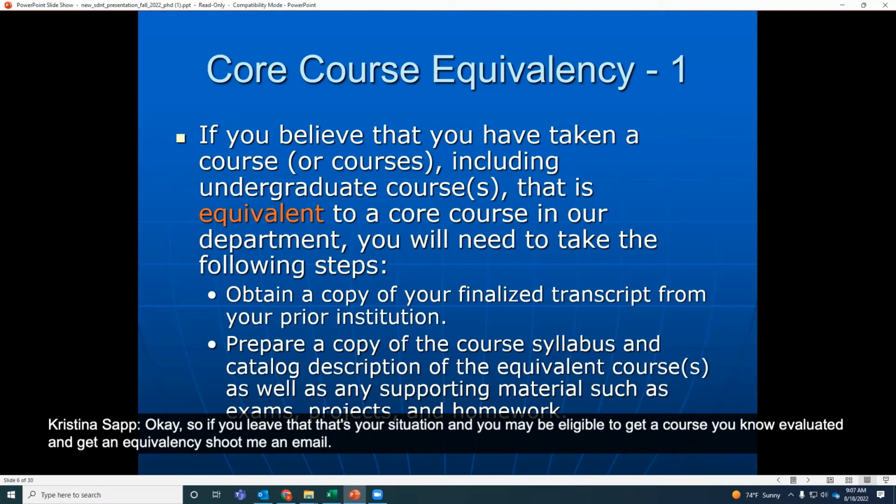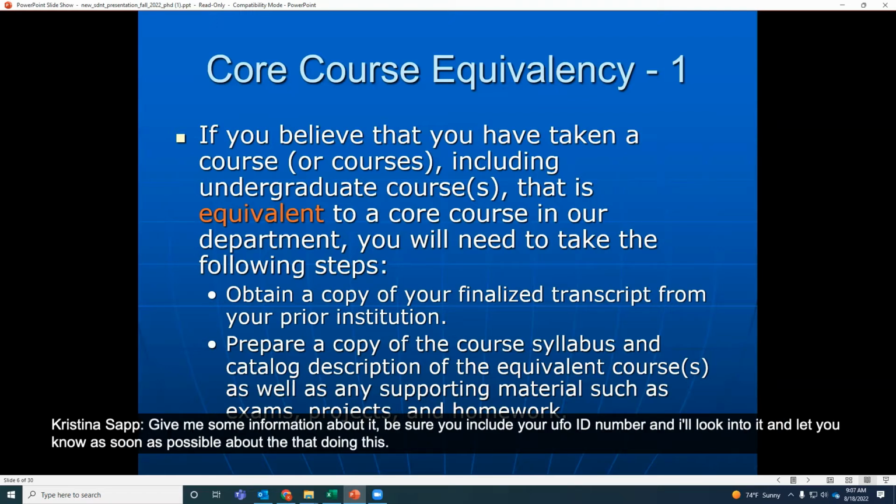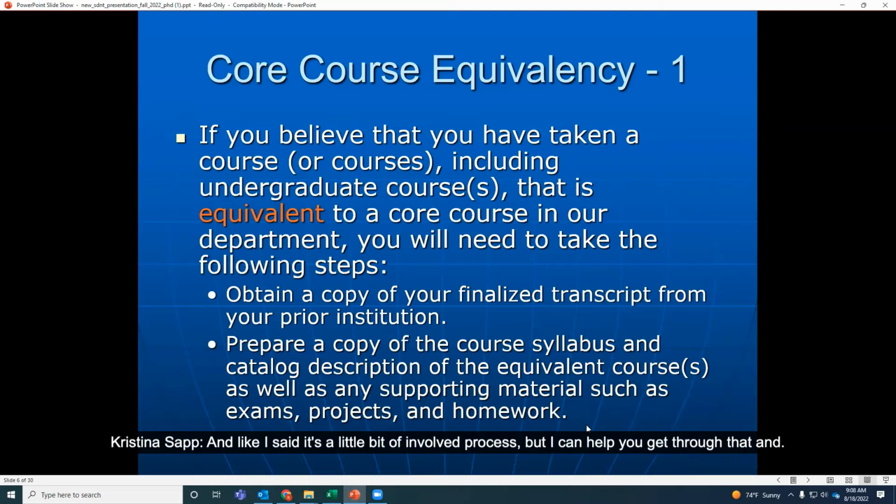So if you believe that's your situation and you may be eligible to get a course evaluated and get an equivalency, shoot me an email and give me some information about it. Be sure you include your UFID number and I'll look into it and let you know as soon as possible about doing this. Like I said, it's a little bit of an involved process, but I can help you get through that.